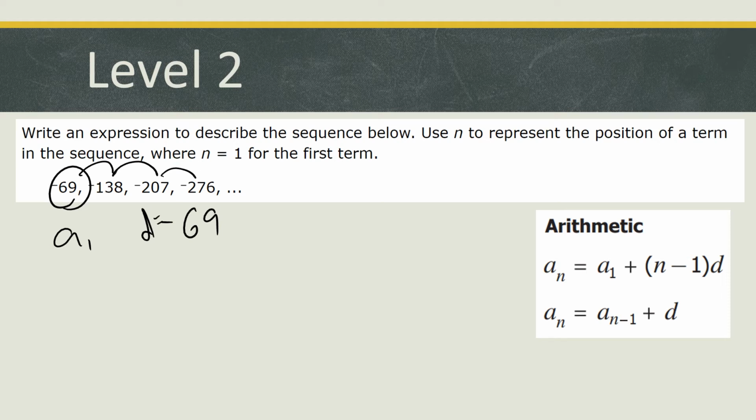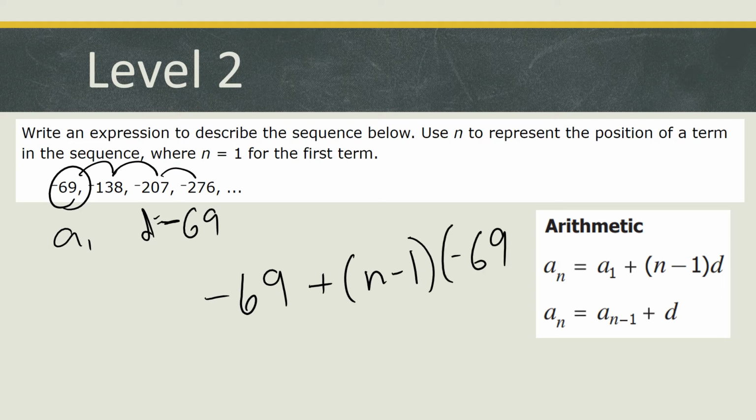So if we write our formula, it's going to be negative 69, which is our A sub 1, plus n minus 1 times minus 69, because we're subtracting 69 each time. And that would be fine for our formula. That would tell us whatever term we want. So let's say I want to know the next number, the fifth term, then I would just plug in 5 and it would tell me the answer. Now that wouldn't be too bad because I could just subtract 69. But what if I wanted to know the 100th term in the sequence? Well, then I'd put 100 right there and it would tell me the answer. I wouldn't need to subtract 69 that many times.